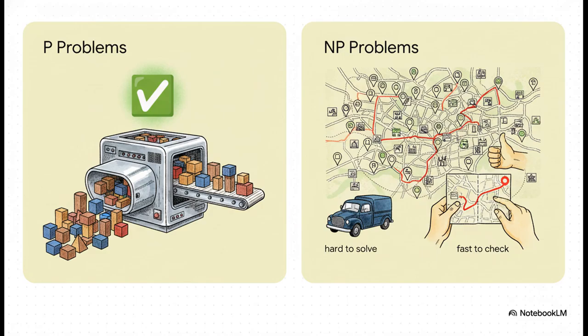NP problems are different. We might not be able to find an answer quickly, but, and this is key, if someone just hands us a possible solution, we can check if it's correct really, really fast. Finding the single shortest route for a delivery truck visiting 100 cities is a classic NP problem. It's incredibly hard to solve, but it's super easy to check if a route someone gives you is valid.